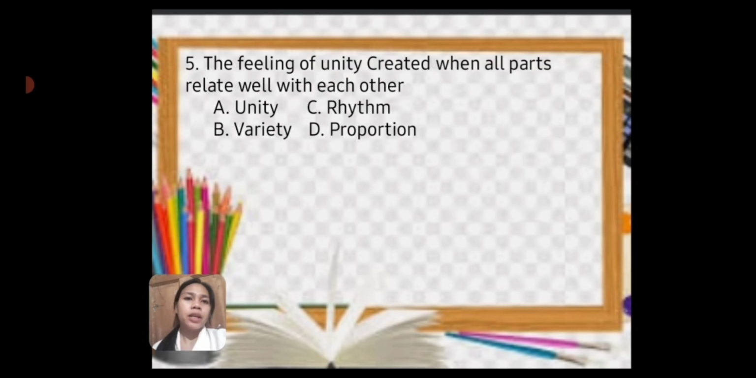Number 5, the feeling of unity created when all parts relate well with each other. So, letter A, unity. Letter B, variety. Letter C, rhythm. Letter D, proportion. So, the answer for this is letter D, proportion.